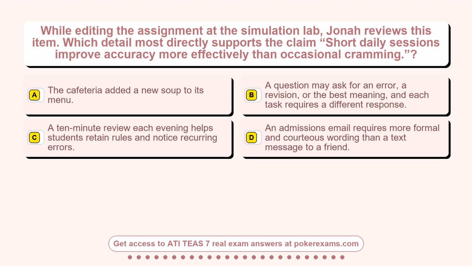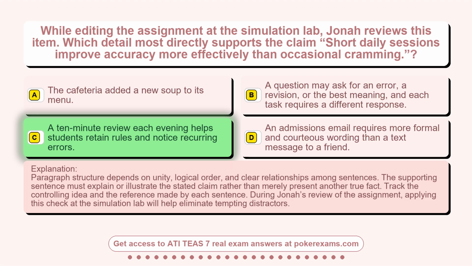Which detail most directly supports the claim short daily sessions improve accuracy more effectively than occasional cramming? Option A. The cafeteria added a new soup to its menu. Option B. A question may ask for an error, a revision, or the best meaning, and each task requires a different response. Option C. A 10-minute review each evening helps students retain rules and notice recurring errors. Option D. An admissions email requires more formal and courteous wording than a text message to a friend. The correct answer is option C. A 10-minute review each evening helps students retain rules and notice recurring errors.